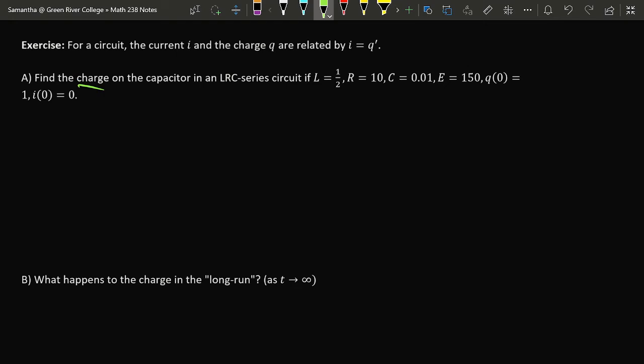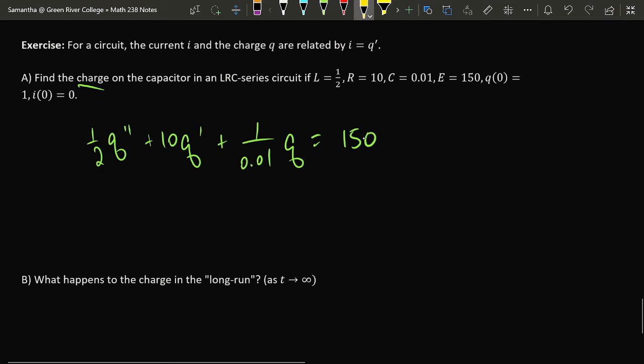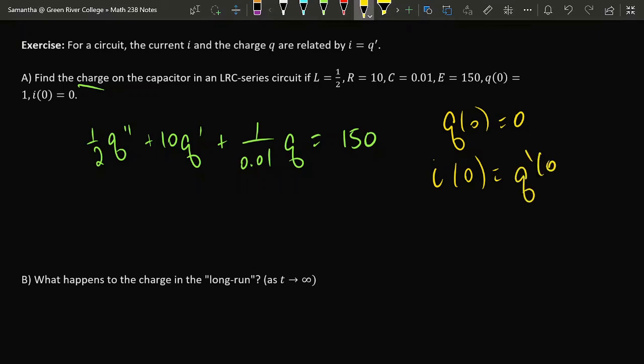If we have an inductance of 1/2, so 1/2 Q double prime, a resistance of 10, so 10 Q prime, a capacitance of 0.01 times Q, and a voltage of 150, constant. But we also have some initial conditions here. We're given that the charge is initially 0, and the current is also initially 0. But using the hint, we can rewrite the second initial condition as Q prime of 0 equals 0.